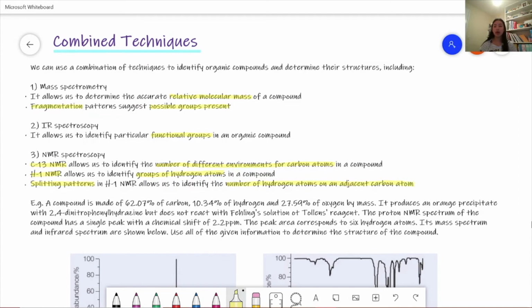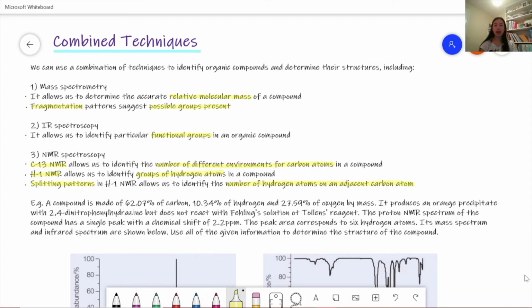So in this example, a compound is made of 62.07% carbon, 10.34% hydrogen, and 27.59% oxygen by mass, and it produces an orange precipitate with 2,4-dinitrophenylhydrazine, but doesn't react with Fehling's or Tollens'. And the proton NMR spectrum of the compound has a single peak with a chemical shift of 2.2 parts per million. The peak area corresponds to 6 hydrogen atoms, and its mass spectrum and infrared spectrum are shown below. Use all of the given information to determine the structure of the compound.